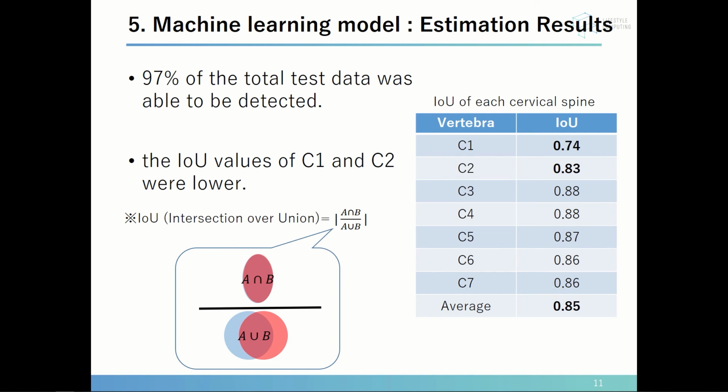The mean IOU value for all 46 test data was 0.885. The IOU values of C1 and C2 were lower because these two vertebrae had less training data than C3 to C7.